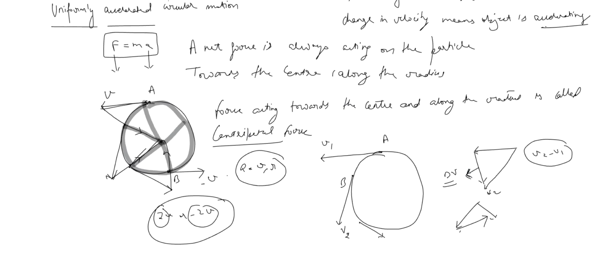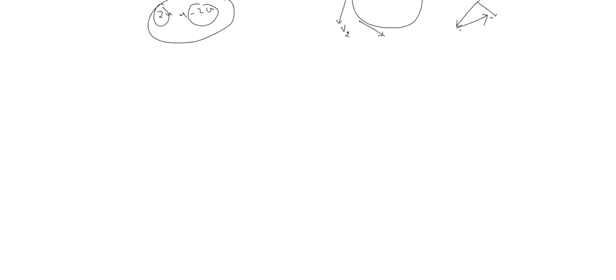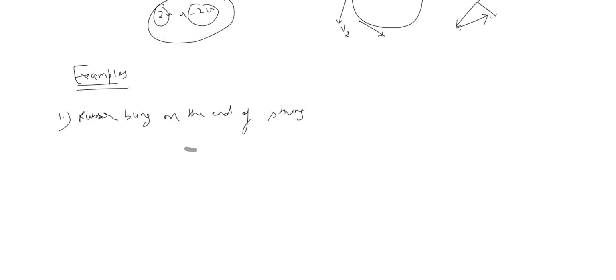Now, if we consider different examples of circular motion. If I consider the first case, a rubber bung on the end of a string. Let's say this is a string, and on one end of the string this is a rubber bung. Now, when you whirl it in a circular path, have you ever done this?